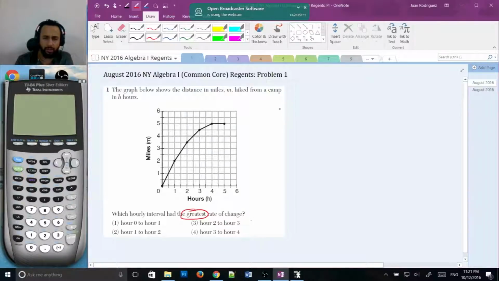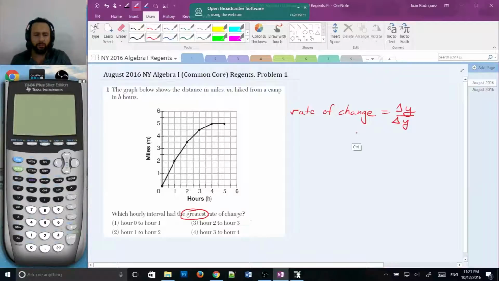So now that we do the problem as it actually is, they do expect us to know the definition. So rate of change is defined as delta y over delta x. Delta y means change in y, and delta x means change in x. The delta means change in. So it's calculated by doing y final minus y initial over x final minus x initial.